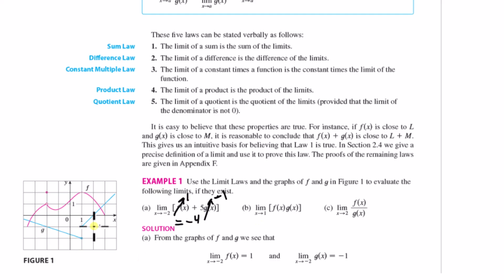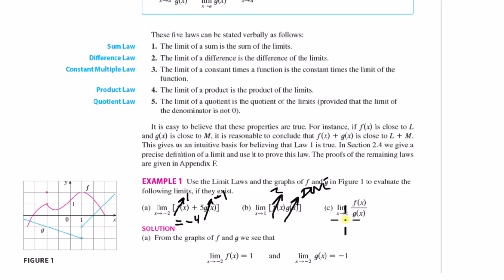As x approaches 1 of f of x times g of x, the limit of f of x is 2, but g of x doesn't exist. The limit as x approaches 1 of g of x doesn't exist, so this entire limit can't exist, right? This is D and E. It doesn't matter that the limit as x approaches 1 of f of x is 2. So this whole limit doesn't exist.